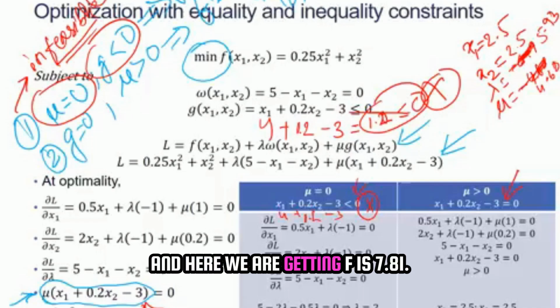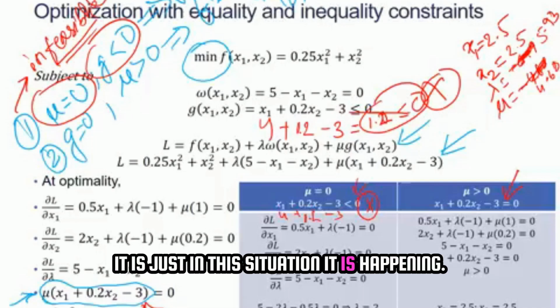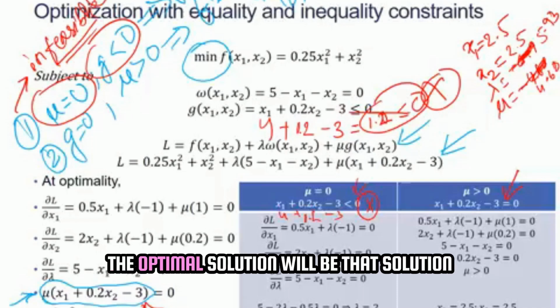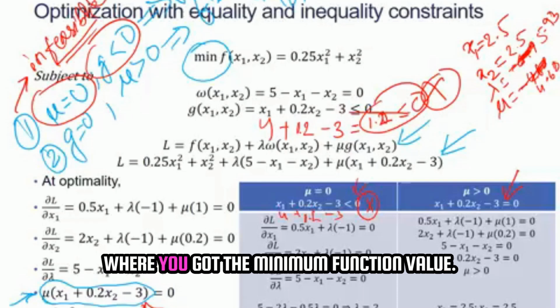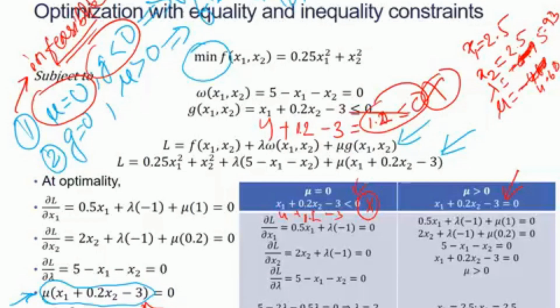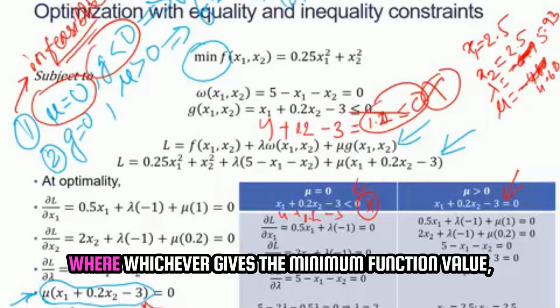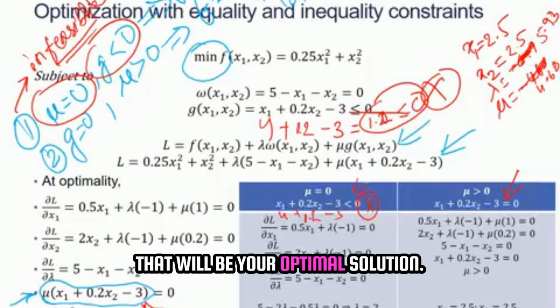And here we are getting f as 7.81. It is not always that one of the cases will be infeasible. It is just in this situation it is happening. But if both are feasible, then the optimal solution will be the solution where you got the minimum function value. Okay, so I hope this is clear. Whichever gives the minimum function value will be your optimal solution.